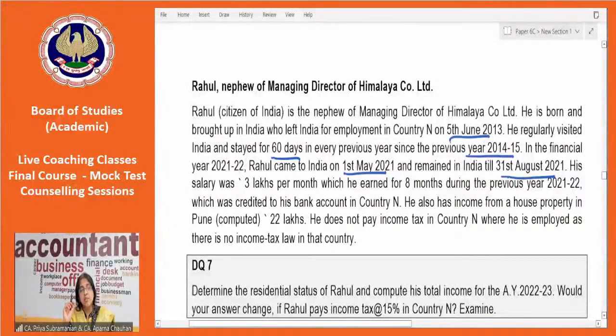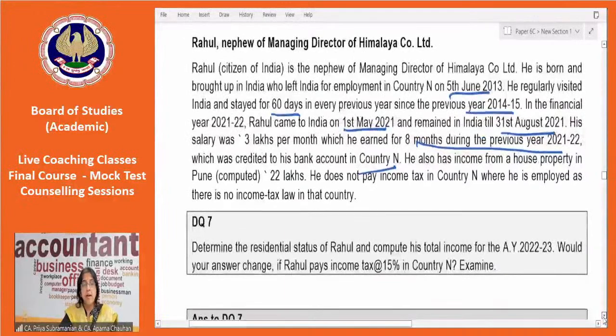His salary was 3 lakhs per month. He earned it for 8 months during the previous year 21-22, and it was credited to his bank account in country N. For the remaining 4 months, May, June, July, August, he was in India. For the remaining 8 months, he got salary in country N, credited to his bank account there. He also has an income from house property in Pune, computed at 22 lakhs. He does not pay income tax in country N where he is employed, as there is no income tax law in that country.